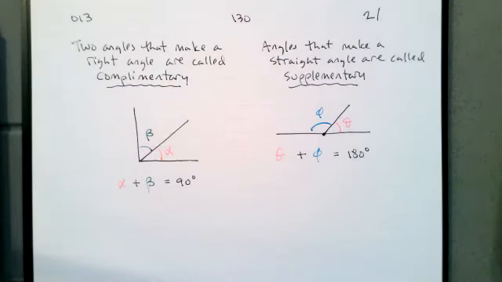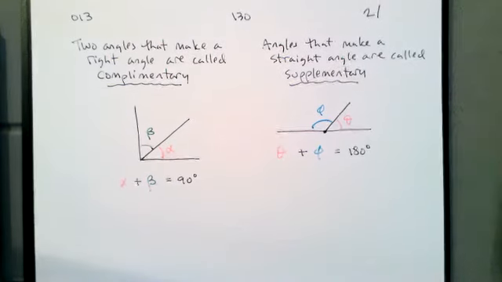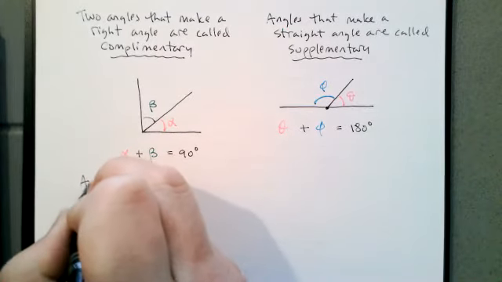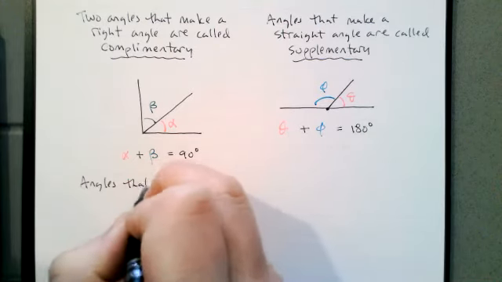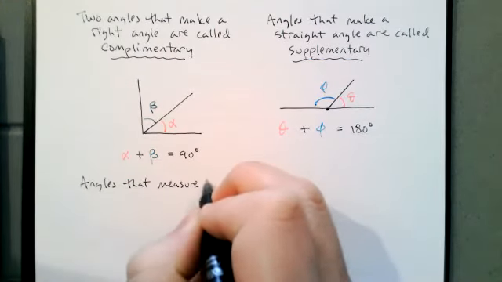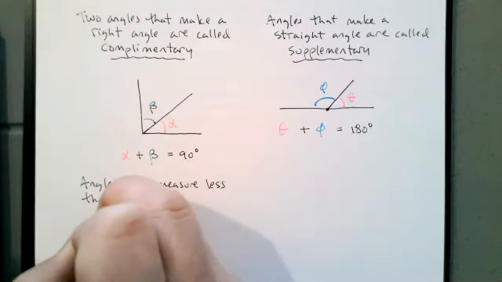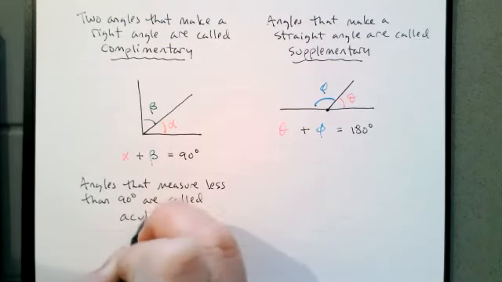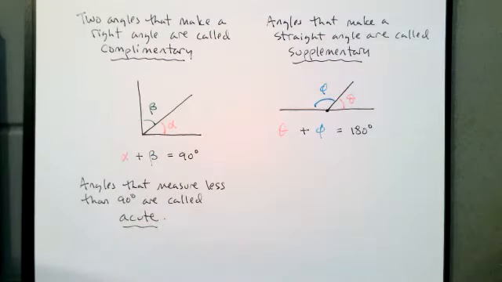Any questions? We're just going over terminology, so everybody's on board. We're just defining our terms. Angles that are less than 90 degrees, that's been brought up, are called acute angles. Angles that measure less than 90 degrees are called acute.